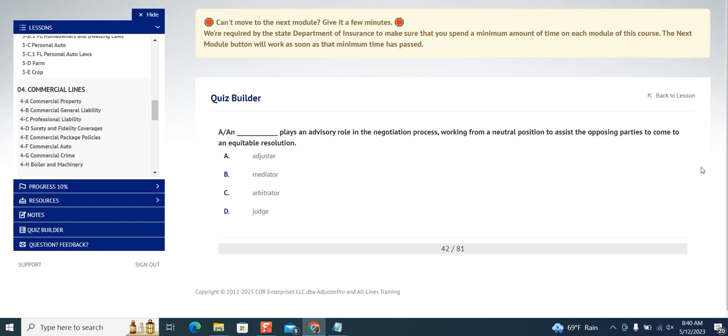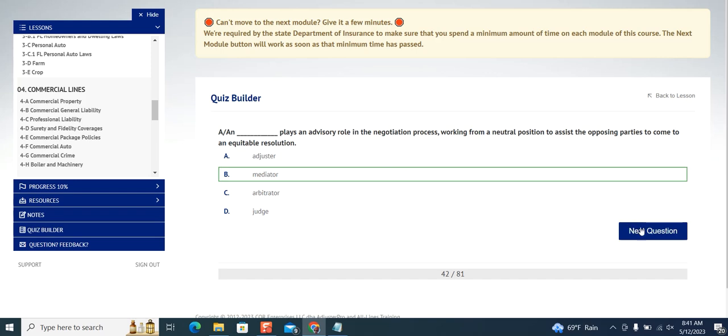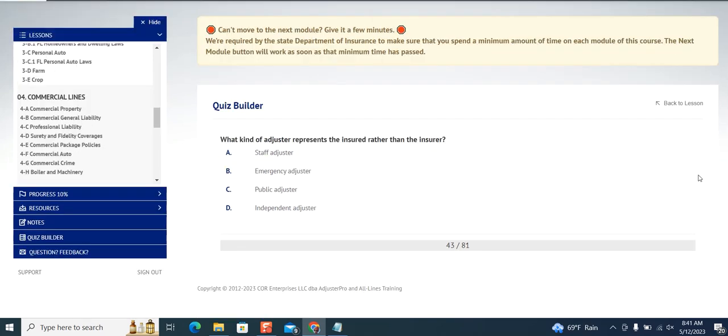We already played the guessing game in the last one, so a blank plays an advisory role in the negotiation process, working from a neutral position to assist the opposing party to come up with a resolution. It ain't the judge. It's not an adjuster. It's gotta be. That's a lot of words, boy. Andrew just got memorized, and it's difficult.